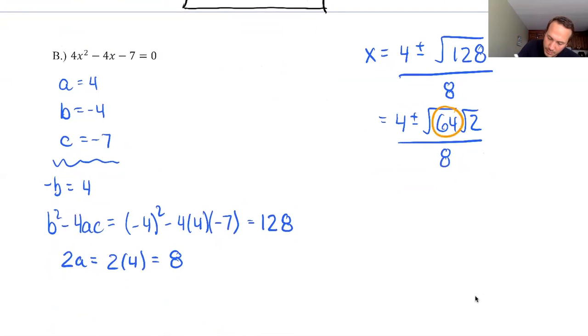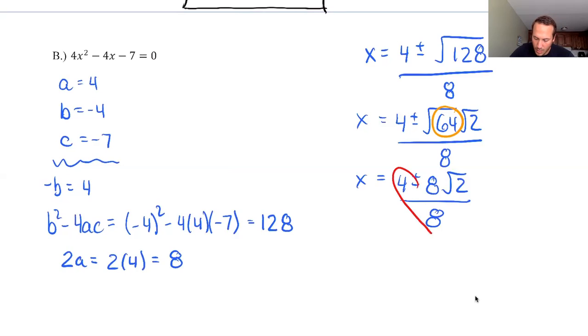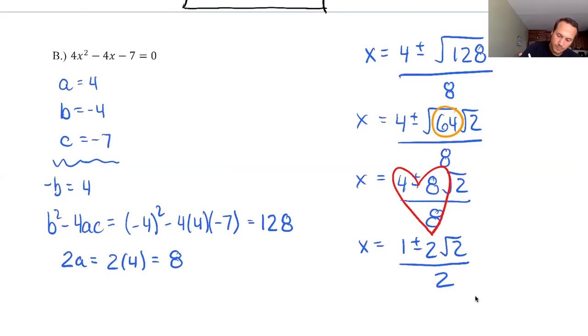This is perfect. So what does that do for me? That gives me x equals 4 plus or minus 8 rad 2 over 8. Now, if we check in here, does everything reduce? Everything in there reduces by 4, and so that's going to be 1 plus or minus 2 radical 2 all over 2. And there's my answer.